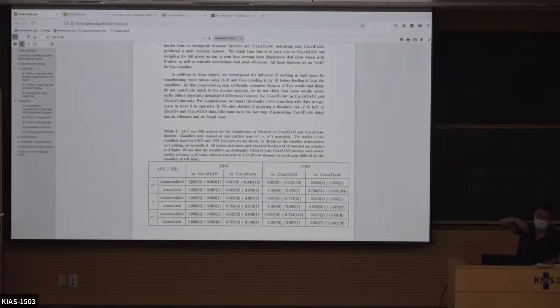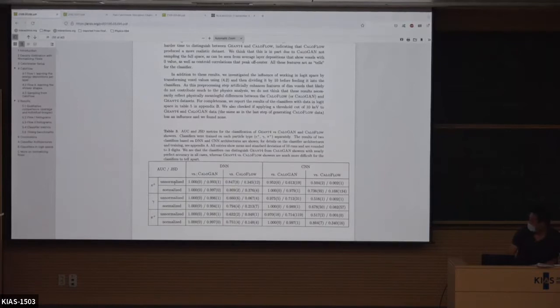So the classifier can pick up on what we call tells, like when you're playing poker and the person has a tell, then you know exactly what they're thinking. So the GAN produced tells which are not in the Géant reference data set. The classifier can learn that. But CaloFlow is less than 1. That's what we were excited about, that these metrics are less than 1 for CaloFlow.